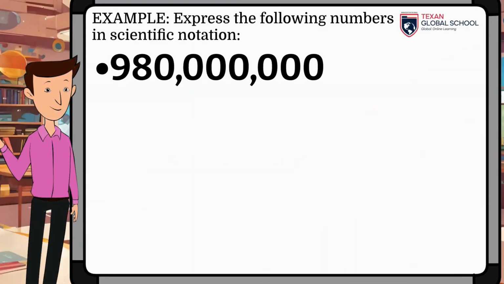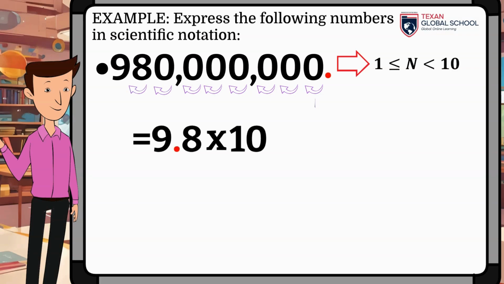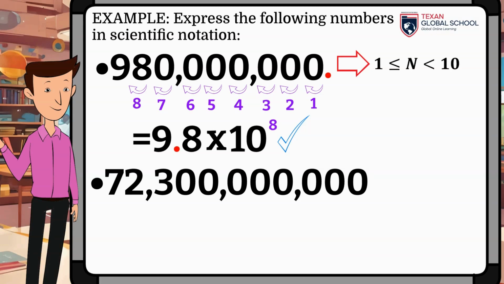Let's look at an example. We will express the following numbers in scientific notation form. We have 980 million. Since it is a very large quantity, the decimal point is to the right at the end. So, move the decimal point in the opposite direction, in such a way that we meet the condition that the resulting number is greater than or equal to 1 and less than 10. So that quantity can also be represented as 9.8 times 10 to the power of 8.